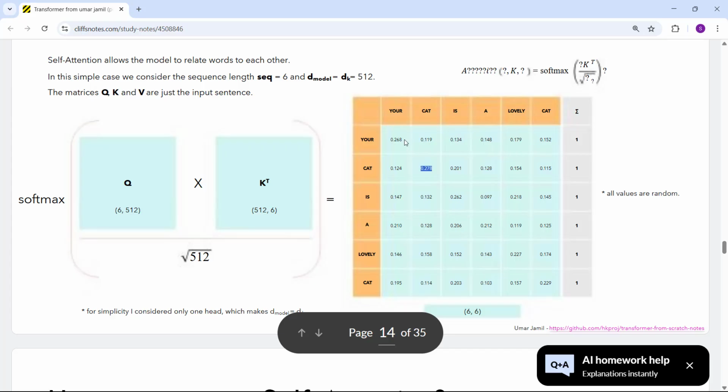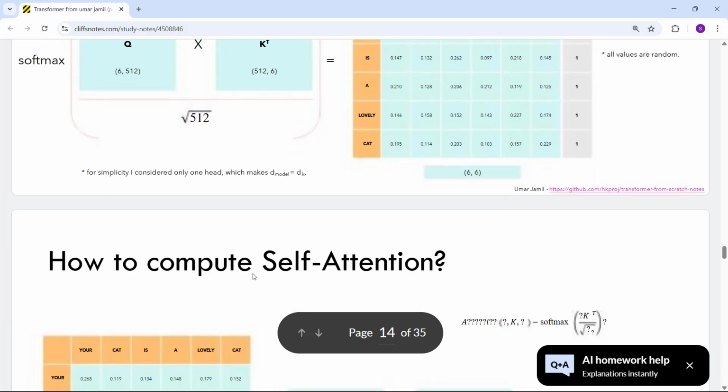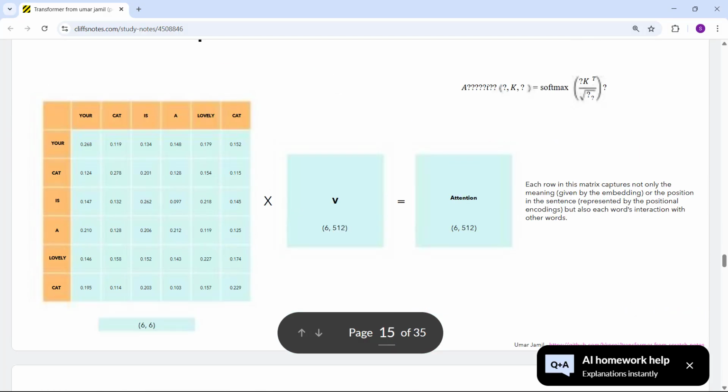That is how we are trying to understand how each word is related to each other word in the input sequence. Whichever words have the highest attention score, those two words will be closely related in the input sequence, right? And if you add the attention scores row-wise, you will get the value of 1. Now let's see how to compute self-attention. And you can notice this is of size 6 by 6.